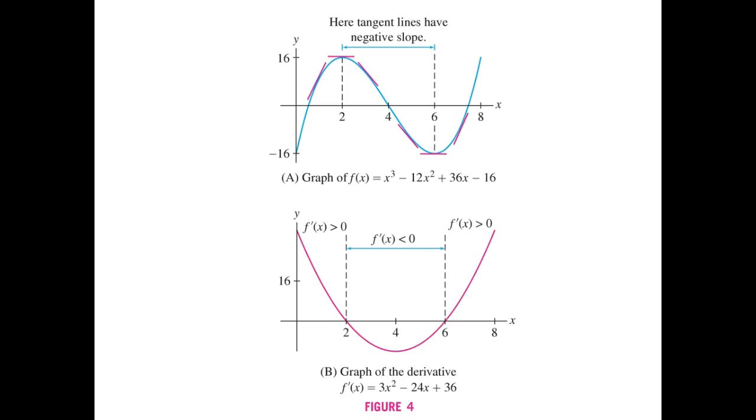Okay? Now, what they've done here, this is a function. Take a derivative of this function. What would that be? Derivative of that function. 3x squared minus 24x plus 36. That constant term gives you nothing in the derivative. So 3x squared minus 24x plus 36.